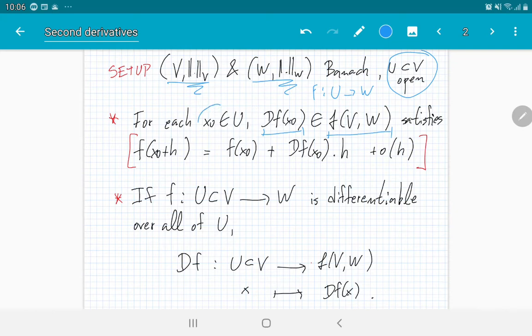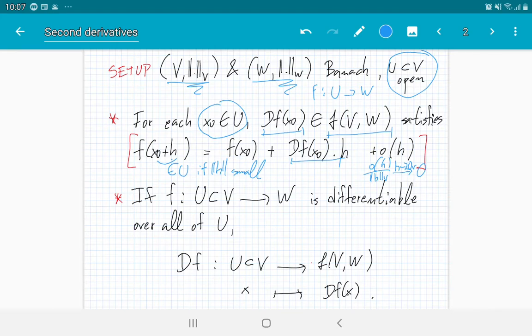x naught is a point in U, so for all small enough h, x naught plus h belongs to U if the norm of h is small. And then you can write f of x naught plus h is equal to f of x naught plus the derivative operator applied to h plus a term that, when you divide by the norm of h, goes to 0 when h goes to 0. That's the definition of the Fréchet derivative.